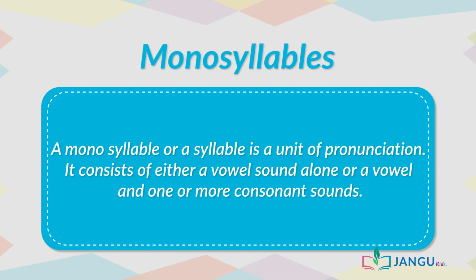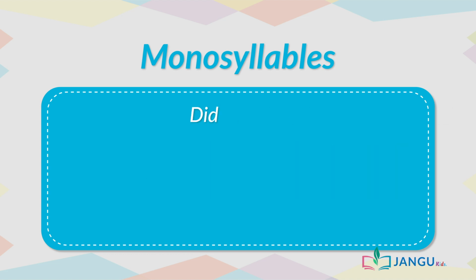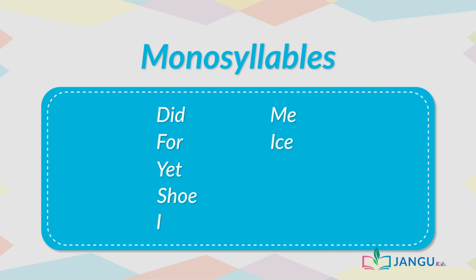A monosyllable, or a syllable, is a unit of pronunciation. It consists of either a vowel sound alone or a vowel and one or more consonant sounds. Words with monosyllables are did, for, get, shoe, I, me, ice, house, range, and so on.